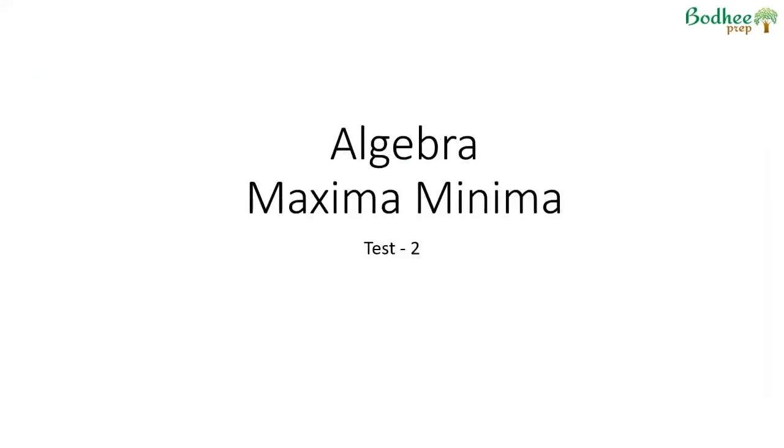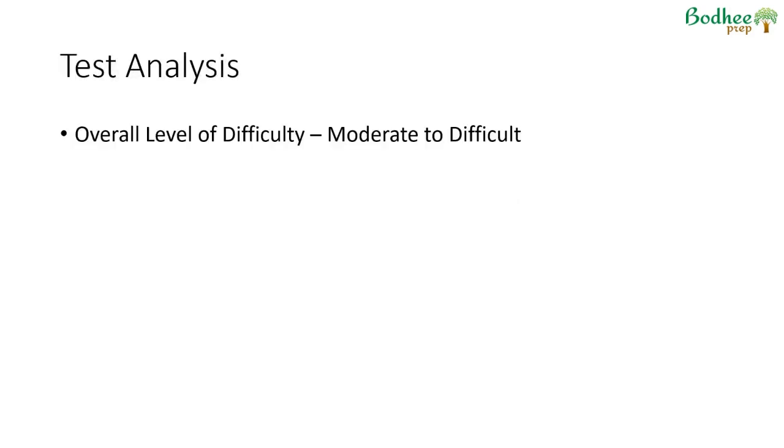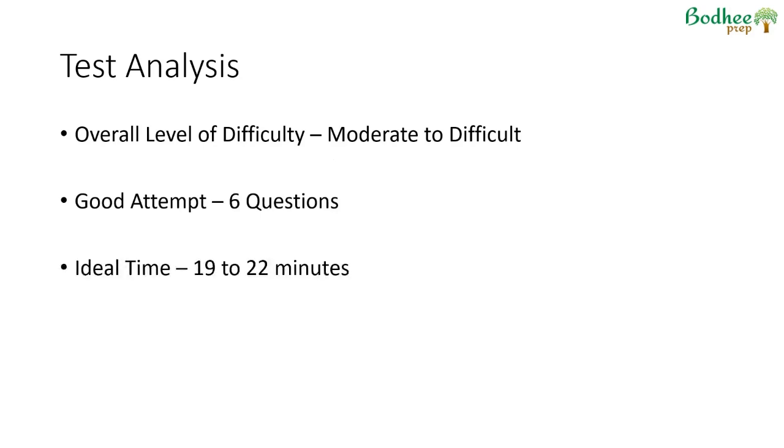This video is on Maxima Minima. This test number 2 is being discussed. Moderate level of difficulty, about 6 questions in 22 minutes would give you a 95 plus percentile. 6 questions means 6 questions being net correct, and that is the number of questions for which we are trying to measure the time.